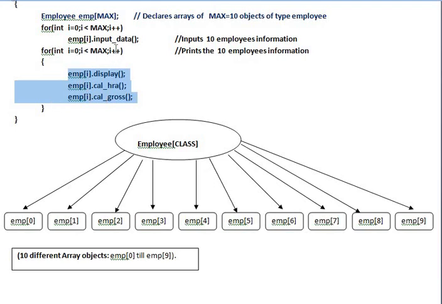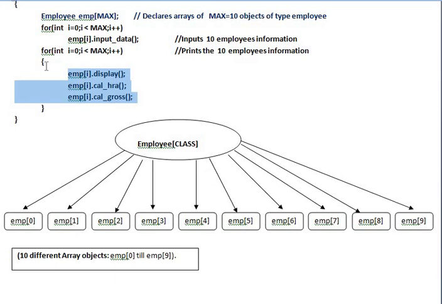Now it is going to iterate the value of I by 1. The previous value of I was 0. Now the new value of I will become 1. So now empi becomes emp1. So in the same way, it is going to invoke the member functions display, cal hra and cal gross.